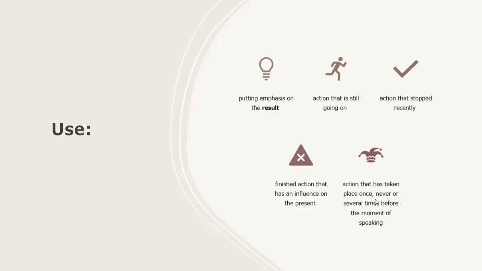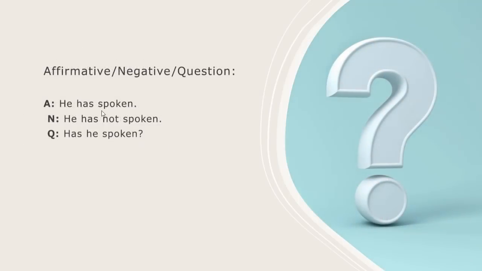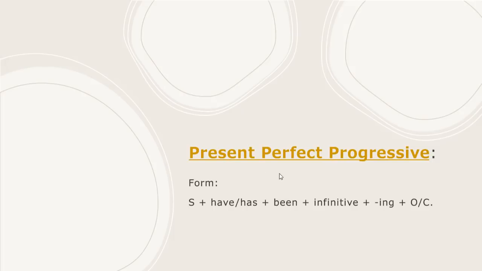Okay, right. The time signal, ladies and gentlemen, is like already, ever, just, never, not yet, and also yet. Yeah, so far, till now, up to now. Okay, and then the examples. Yeah, he has spoken Chinese. Yeah, he has not spoken English. Has he spoken Chinese, etc. Okay. All right. Now we go to something new, that's present progressive.